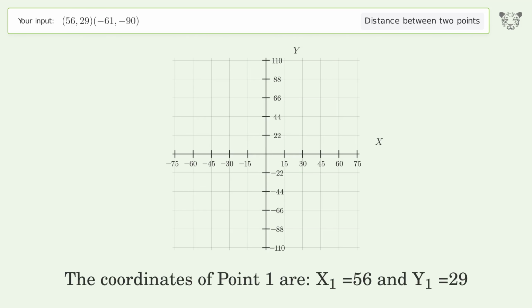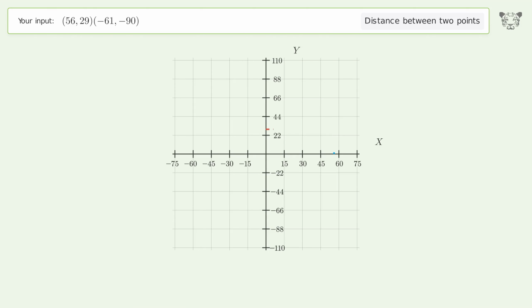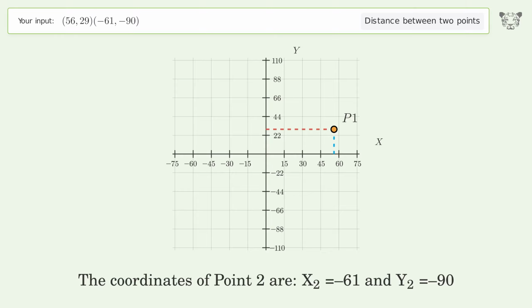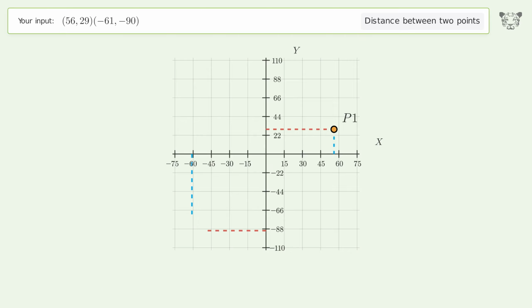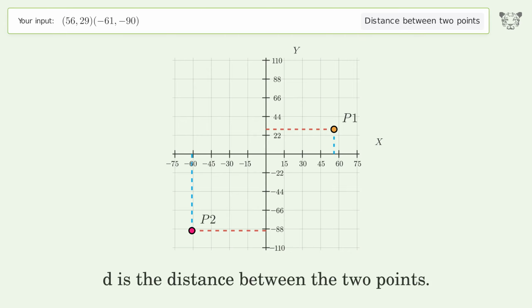The coordinates of point 1 are x1 equals 56 and y1 equals 29. The coordinates of point 2 are x2 equals negative 61 and y2 equals negative 90. D is the distance between the 2 points.